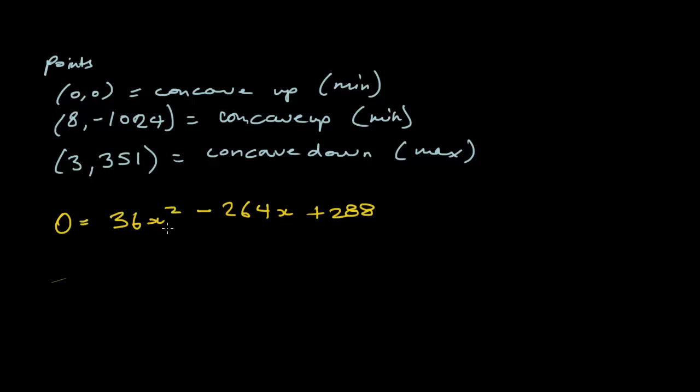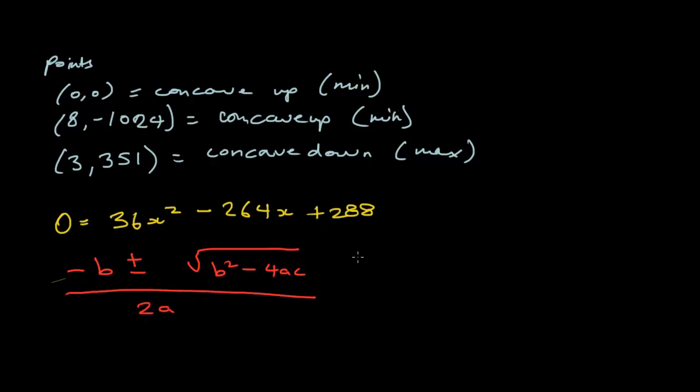Okay. But honestly, the best option for this, since it's so complex, I'll just sub it straight into the quadratic formula. So here we go. You might need some memory refreshment for this, so I'm just going to write the formula out. It's minus b plus minus square root of b squared minus 4ac all over 2a. So now let's say a equals 36, b equals negative 264, c equals 288.